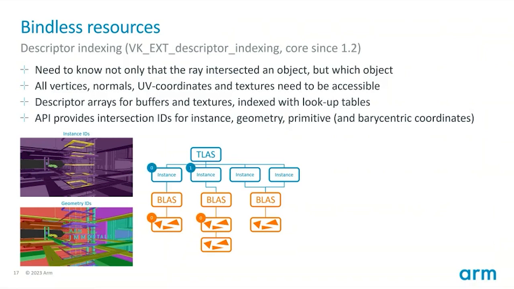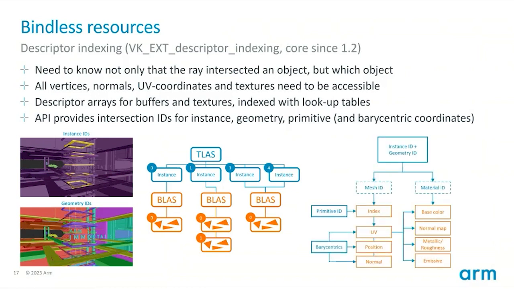And then, as well as a transform matrix, we can also associate a custom ID with our instances. And this gives us a unique number for each geometry. We can then use this to index into a lookup table that we bind to the shader. And here we have all the data that we need in order to render the triangle that we intersected.